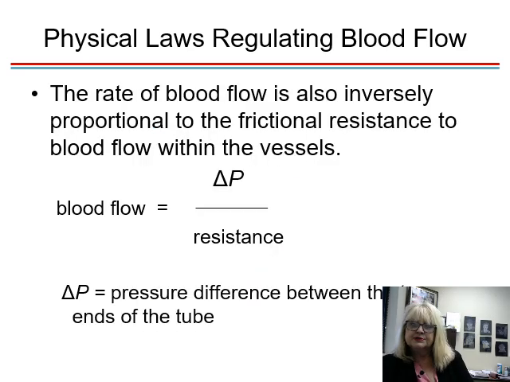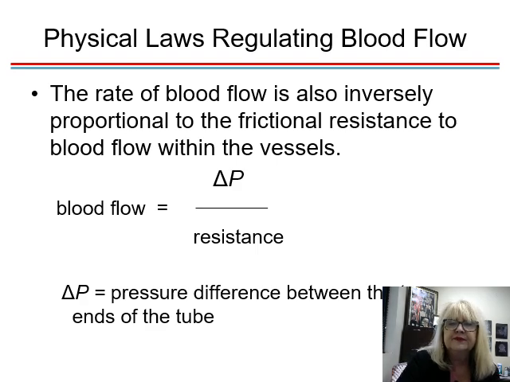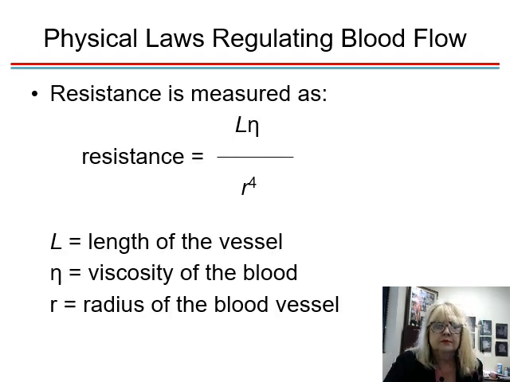So the physical laws regulating blood flow. The rate of blood flow is also inversely proportional to the frictional resistance to blood flow within the vessels. So blood flow is equal to the pressure difference divided by the resistance at both ends of the tube. So resistance is measured as the length of the vessel times the viscosity of the blood divided by the radius of the blood vessel raised to the 4th power.